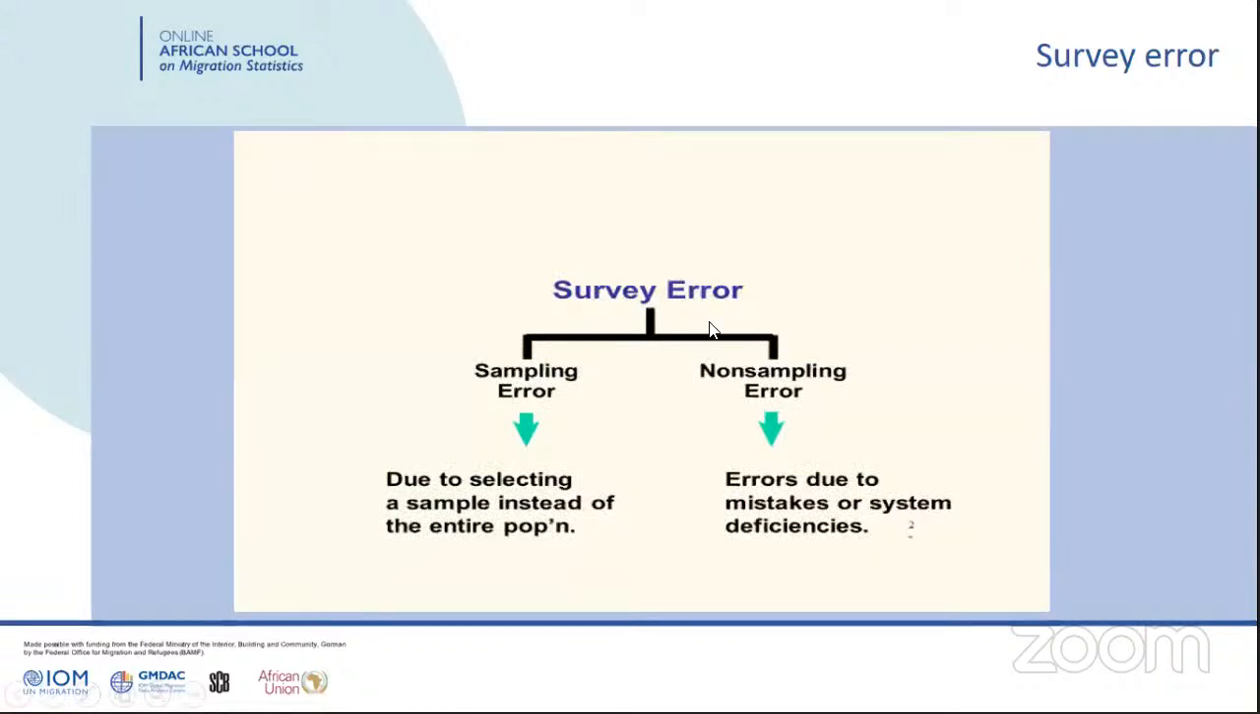Survey errors. This is what I said, sampling error and non-sampling error. The sampling error is because we just take a small part. Non-sampling errors are due to mistakes or system deficiencies. We have not trained the interviewers properly, so they do not ask the questions in the questionnaire in the proper way. That is a non-sampling error, a measurement or response error.